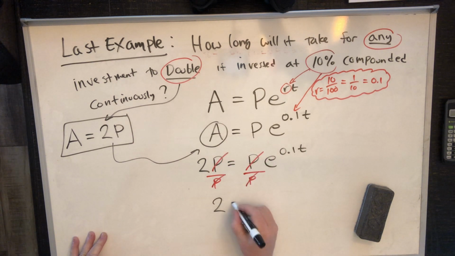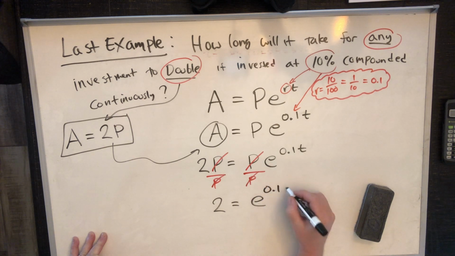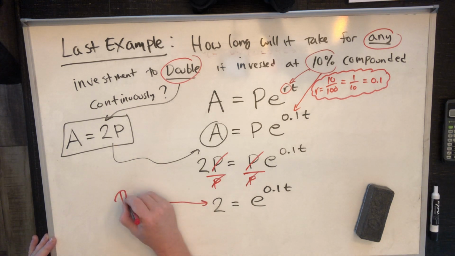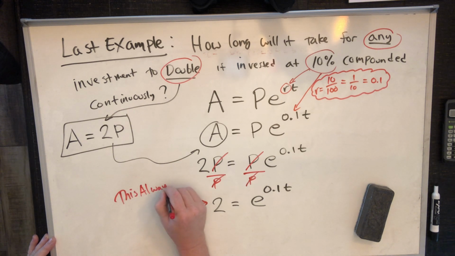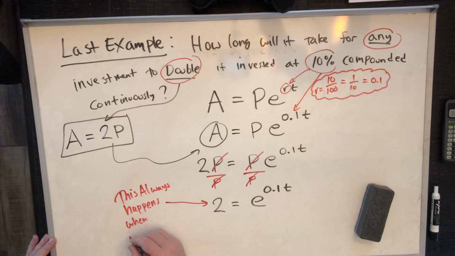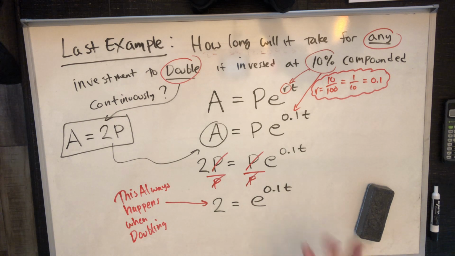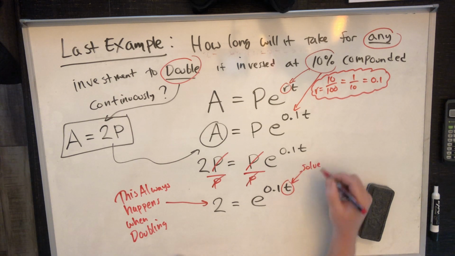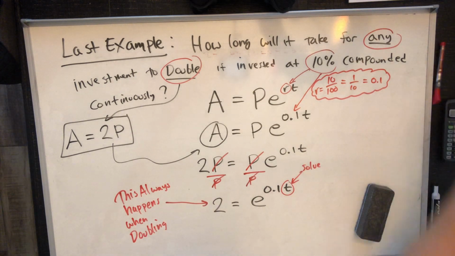And this would be your doubling formula for continuous compounding. So this will always happen when you're doubling. That's always going to be the case when you are doubling. We're not done with the problem yet. I just was setting it up. So now we're going to solve for t. Solve for t, and let's see what we get.